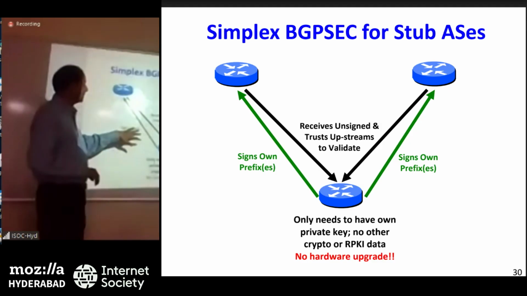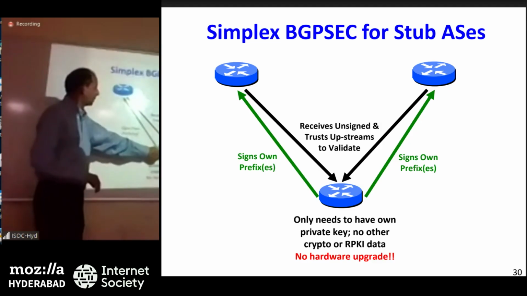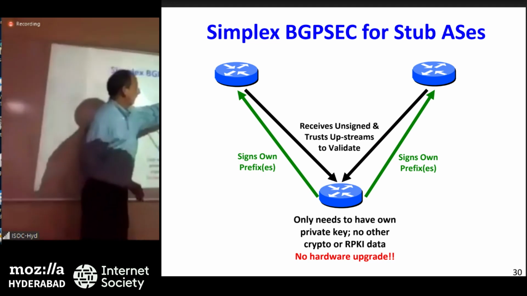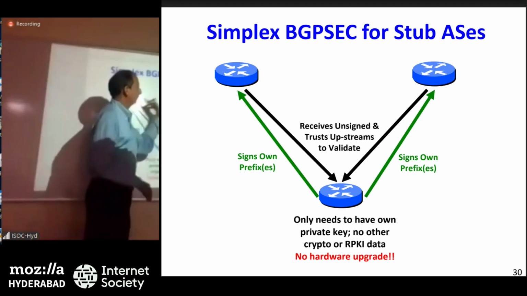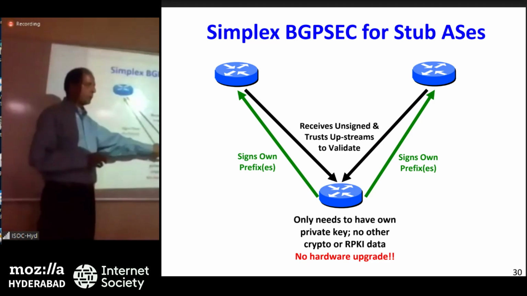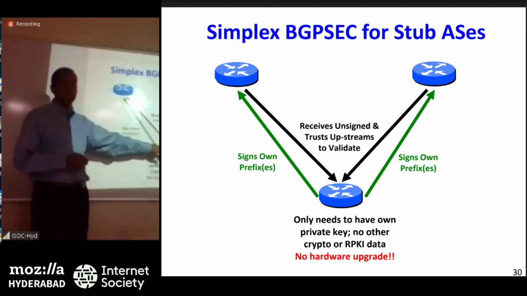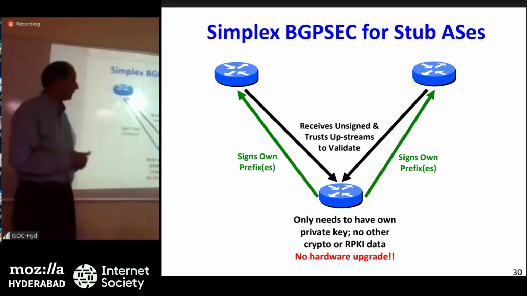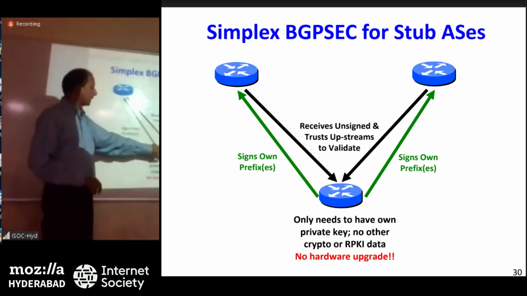By doing that, it's called simplex BGP-sec. So the stub router will sign the updates towards the transit provider or multi-home transit providers, but it will only receive unsigned updates. And that substantially decreases the amount of processing in the stub ASs. So with simple software updates, without any hardware update, they can adopt BGP-sec.